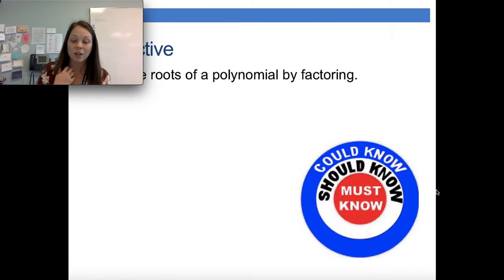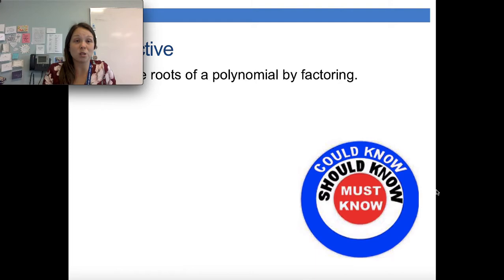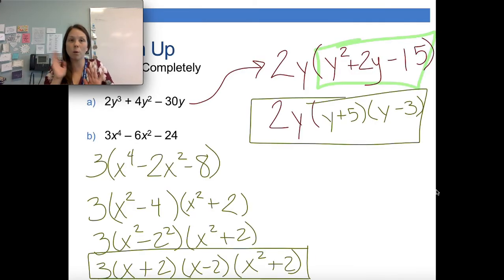So now let's take a look at our objectives. Today our objectives are to find roots of polynomials by factoring. We're going to do exactly what we did in this warm-up problem, but we're going to take it a step further where we go and solve for x.